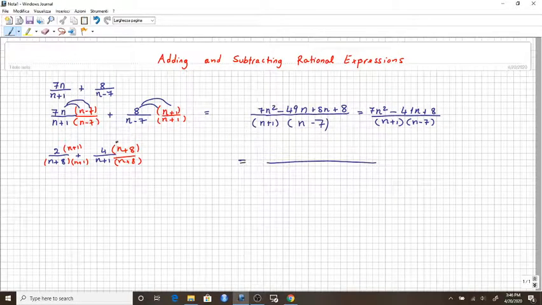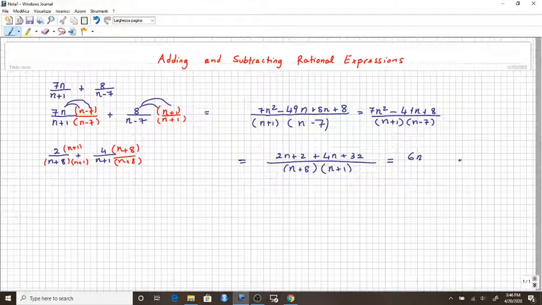Okay, and all of this is equal to what? Well, the denominator now, which is the common one, is n plus 8 times n plus 1. The first numerator is 2 times n plus 1, which is 2n plus 2, plus, from the second numerator by the distributive property, we get 4n plus 32, and now we can combine the terms. 2n plus 4n is 6n, and then 2 plus 32 is 34, so all divided by n plus 8 times n plus 1.